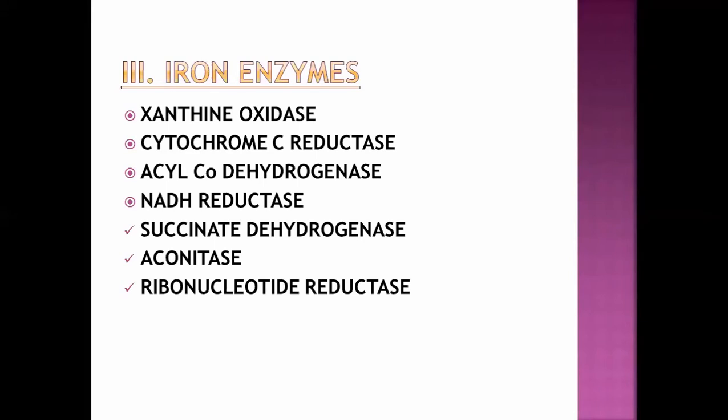Four major and three minor: xanthine oxidase, cytochrome C reductase, acyl CoA dehydrogenase, and NADH reductase. There is a typing mistake in acyl CoA, capital A. These are the major enzymes. Succinate dehydrogenase, aconitase, and ribonucleotide reductase are the minor enzymes.